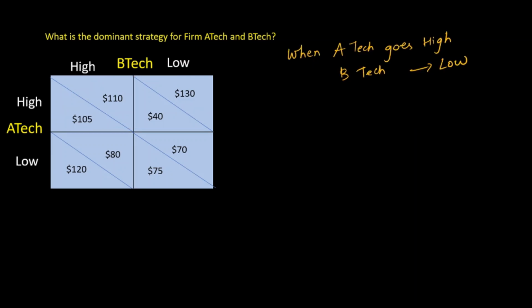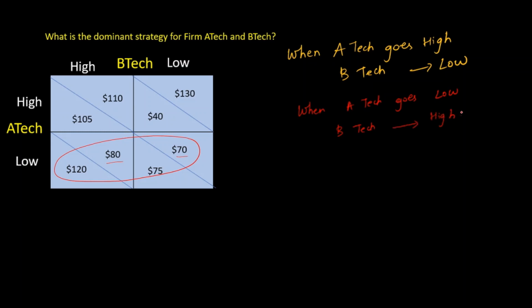Now, what if A Tech charges a lower price? So now we are in this part of the matrix. So we can see that in this case, B Tech could either earn $80 or $70. And definitely the optimal strategy for B Tech in this case would be to charge high. So when A Tech goes low, B Tech would go high.